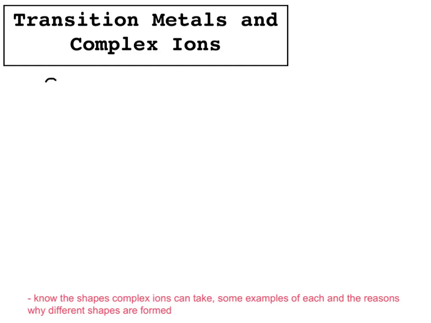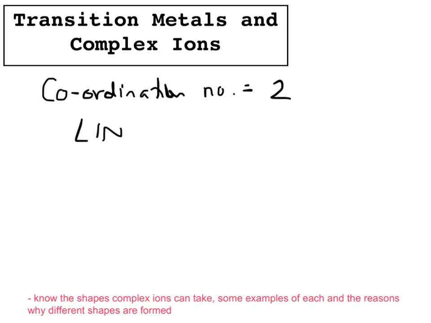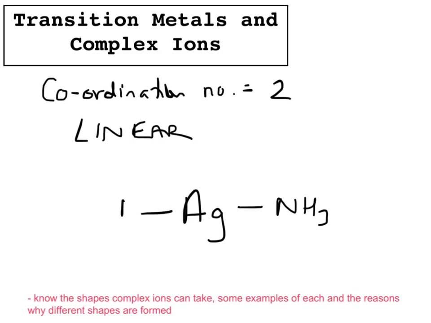The final coordination number you need to know a shape for is coordination number 2. And this will be a linear complex. An example of this is Tollens' reagent. So you've got silver in the middle, and then you have ammonia on each side. And then this will have an overall charge of 1 plus.